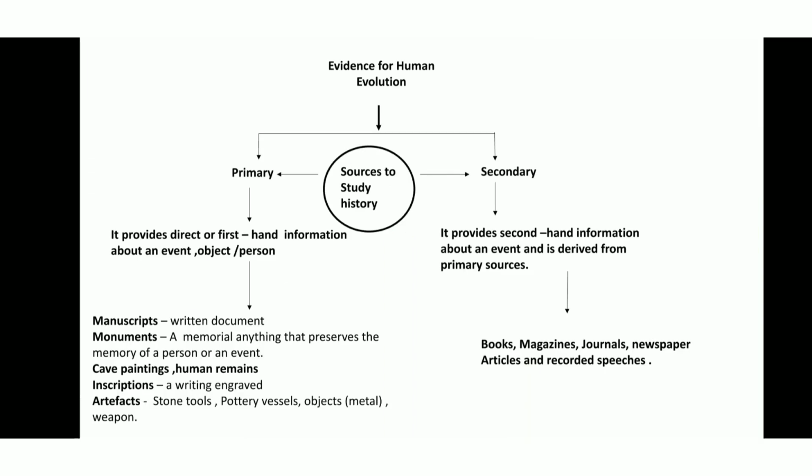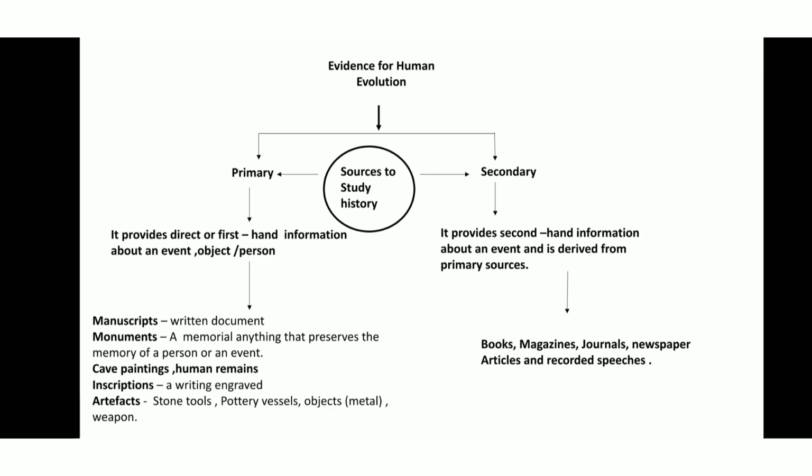Children, a secondary source is second-hand information which is mainly based on primary sources like manuscripts, monuments, cave paintings, inscriptions, and artifacts. Yes, children. Books, magazines, journals, newspapers, and articles which are written based on the primary source are considered secondary sources of evidence. Not only that, some recorded speeches based on the primary sources are also considered secondary sources of information.